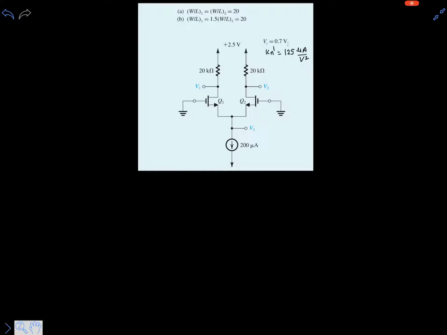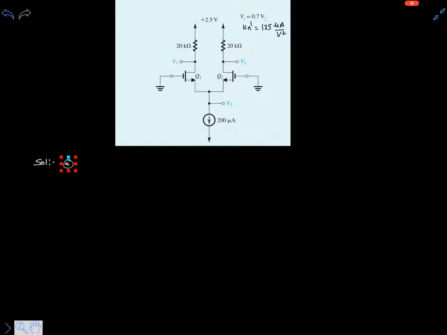Hi friends, let's solve this problem based on basic MOSFET circuits. Here it is asking to calculate V1, V2 and V3 for two different conditions: in the first case the W over L ratios of the two transistors are equal, that is 20, and in the second case they are different. So let's start with part A now.